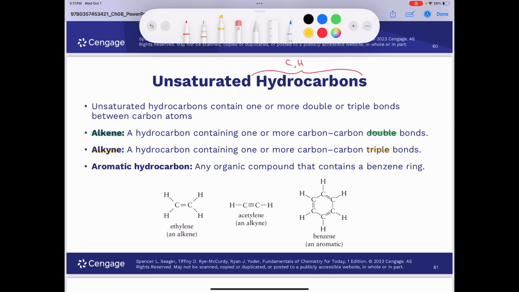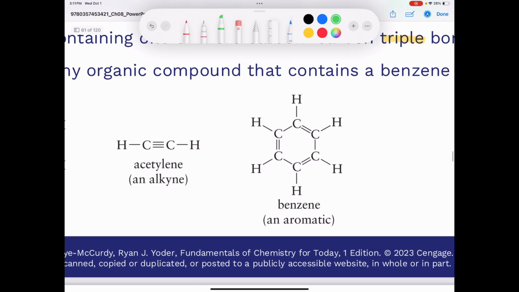And of course, you've already seen aromatics a little bit, but an aromatic hydrocarbon is an organic compound that contains a benzene ring. And you see the benzene ring shown down here. So you notice that in the benzene ring, we have 6 carbons in a ring, but it alternates double, single, double, single, double, single, like that.